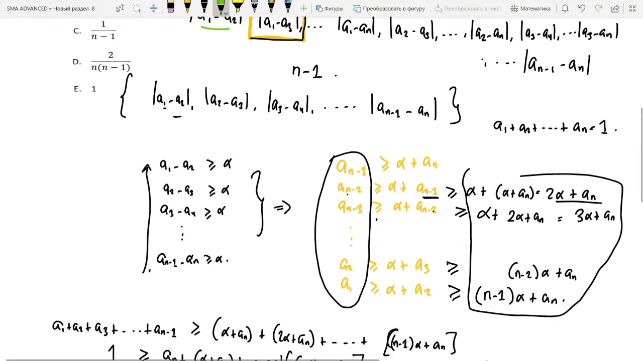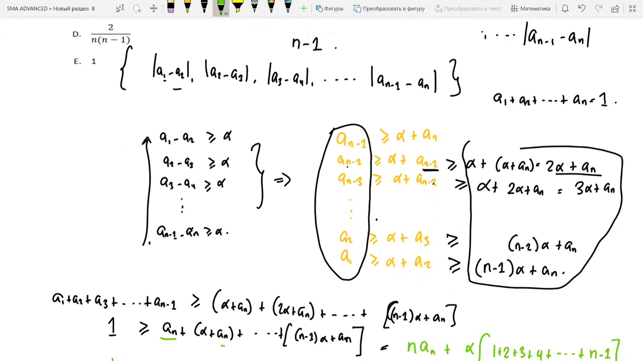But we're not yet done. We have to find an equality case, some values of a1, a2, a3 to an that give us this inequality, that give us alpha equal to option D. So we just have to make sure all inequalities here give us equality cases. Remember, all the inequalities we applied here have to give us equality cases. So what does that mean?